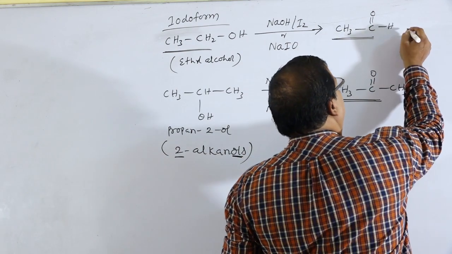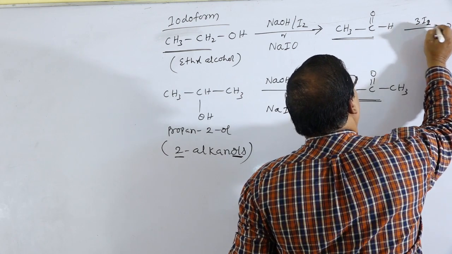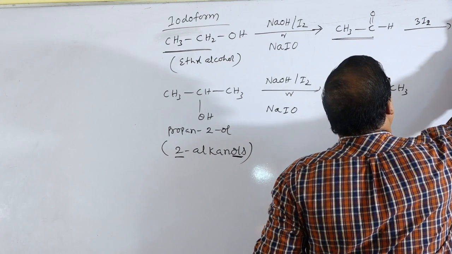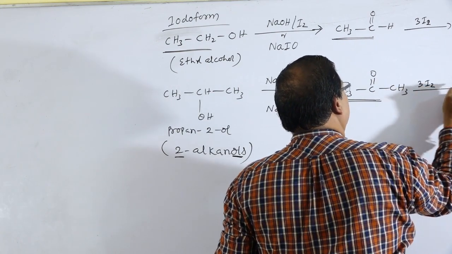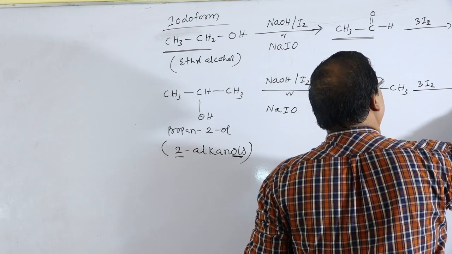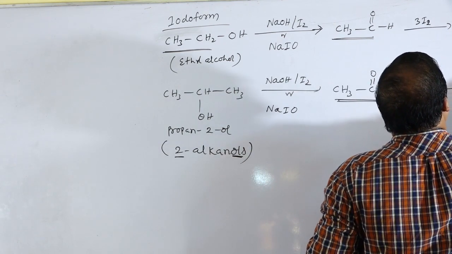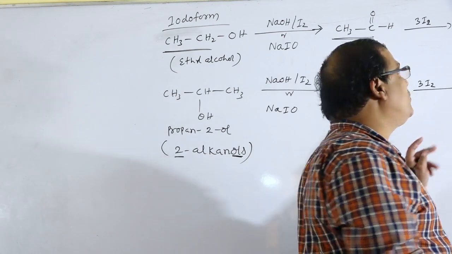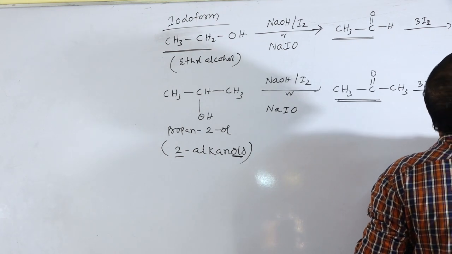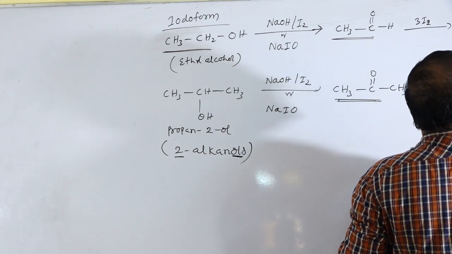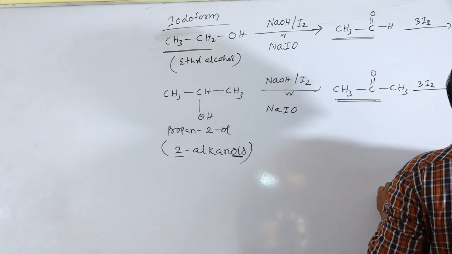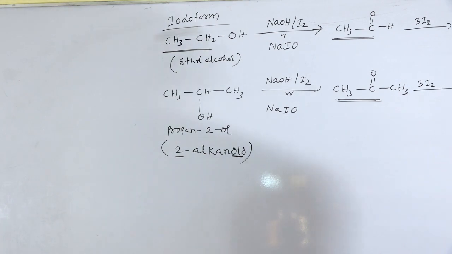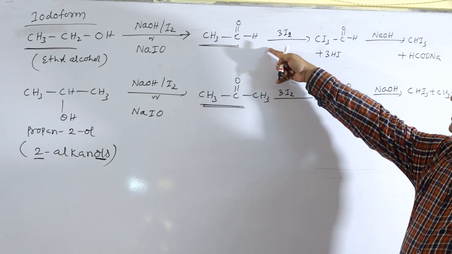So this compound reacts with 3I2, forming CI3CHO plus 3HI. Again with 3I2, there is the formation of CI3COCH3, and then with NaOH it forms CHI3 plus HCOONa, or CHI3 plus CH3COONa. Acetaldehyde reacts with I2.